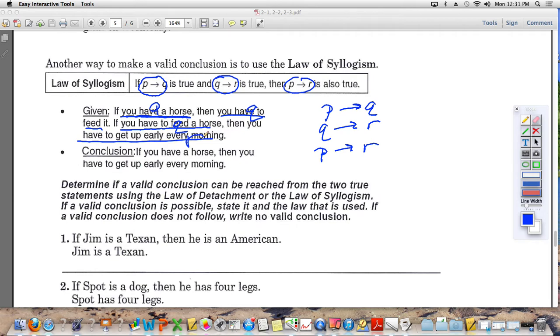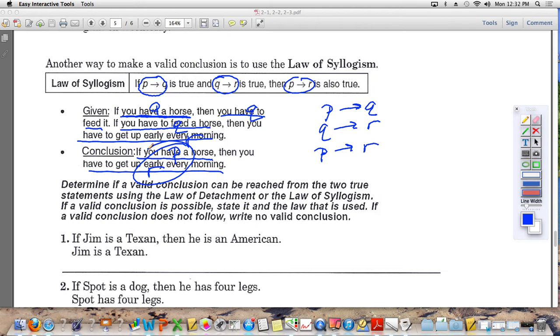So we have this situation going on. We have P implies Q, Q implies R, therefore P implies R. The conclusion is that if you have a horse, then you have to get up early to feed it. Then you have to get up early every morning. That's the R. So in other words, after all that, P implies R, that R is true.